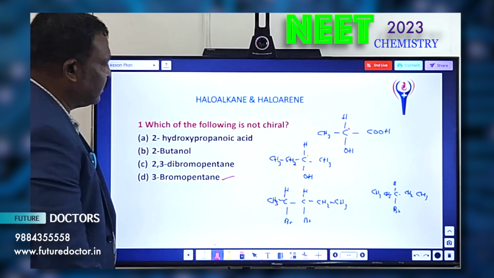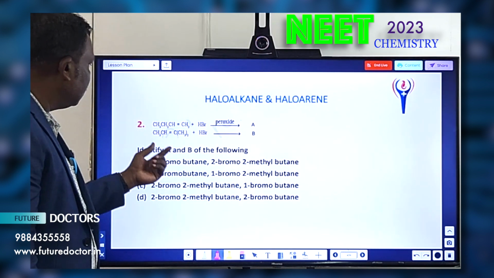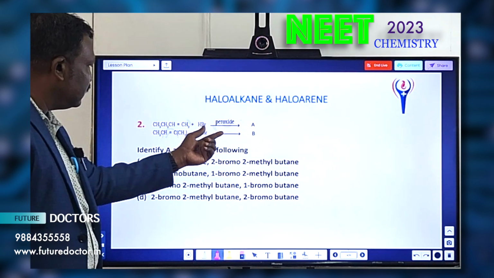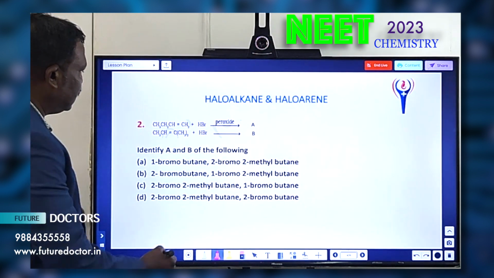Next one. An alkene is given, HBr is added in presence of peroxide to get A. Again, the alkene is there, HBr is present, in absence of peroxide to get B. That's the question. Okay.